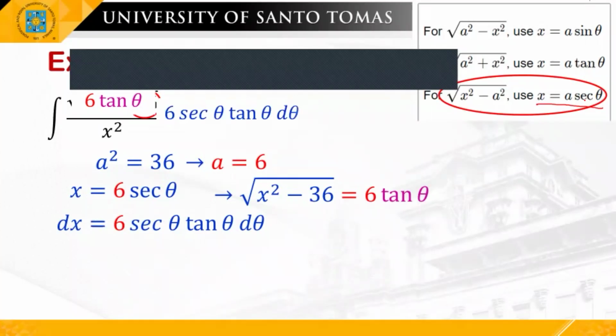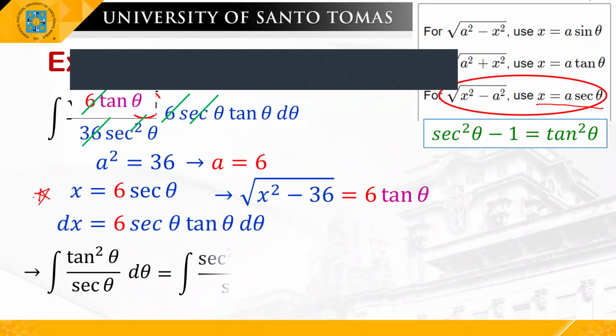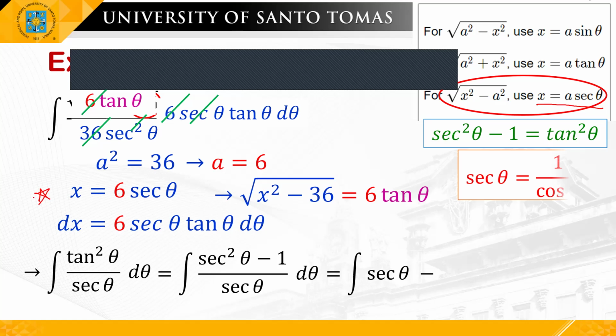Okay. Tapos, ano daw yung x squared? If we are to square both sides of this expression, that will be 36 secant squared theta. Ka-cancel yung 6 times 6 and 36. The secant will cancel. So, we are left with tan squared over secant. Ayun po. Using that identity, we have secant squared theta minus 1 all over secant theta, which leaves us with this and this one. Since 1 over secant theta is cosine, they are reciprocals eh. D theta. Okay?